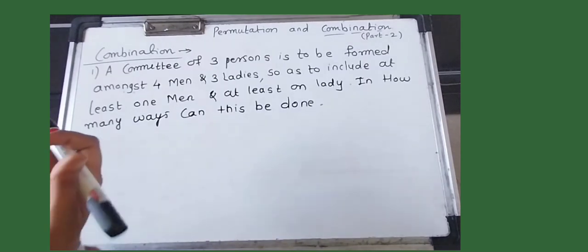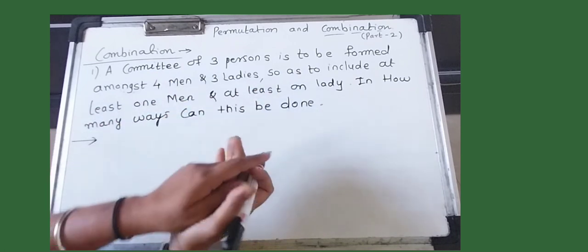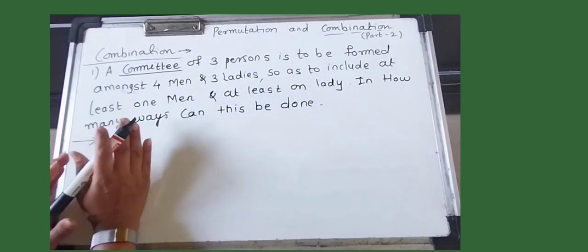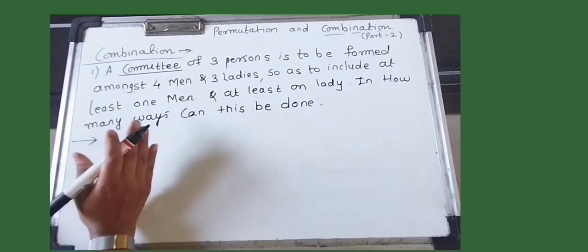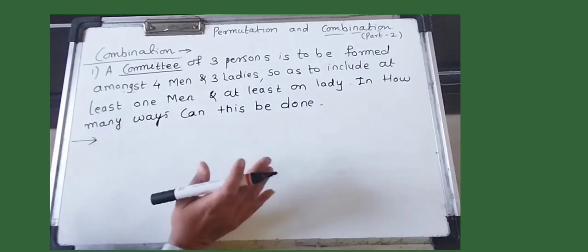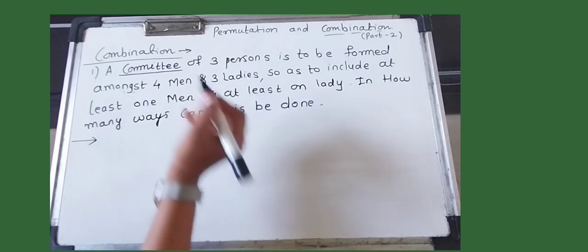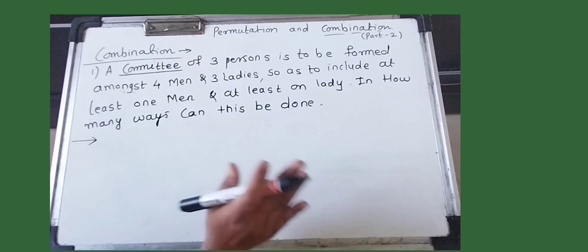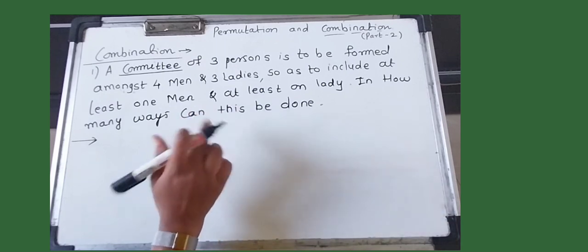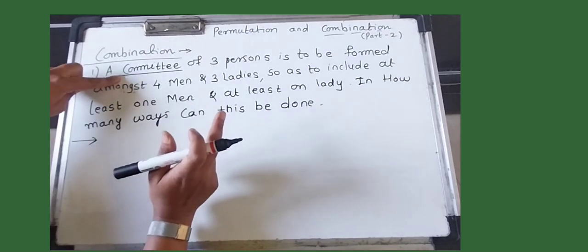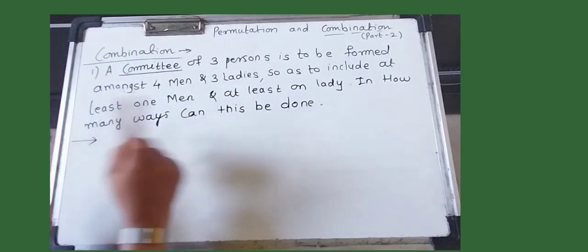See the question. A committee of 3 persons is to be formed. Committee word means identify this is a combination. In the exam they will not use the proper word, whether to use combination here or permutation here. We have to identify which question it is. This question is from combination because the committee word is there. Okay. And read the question carefully.